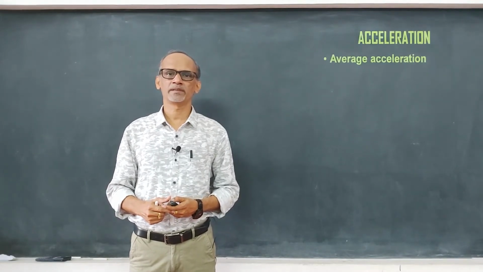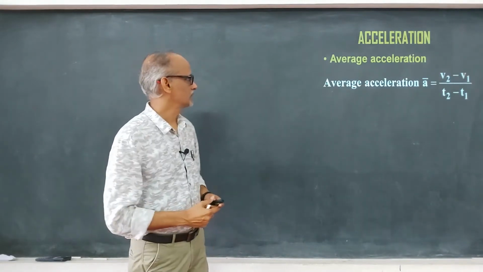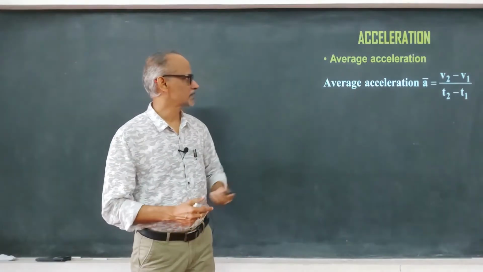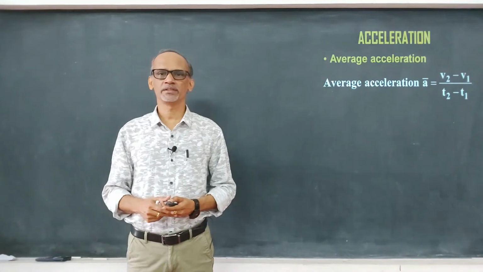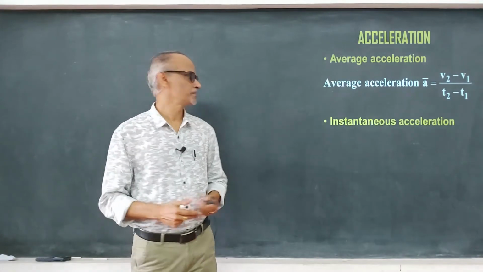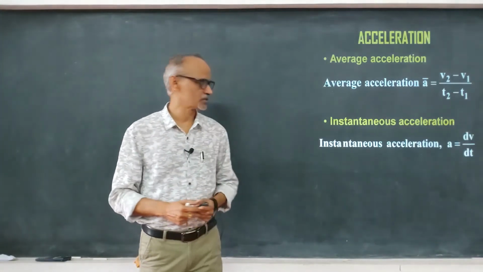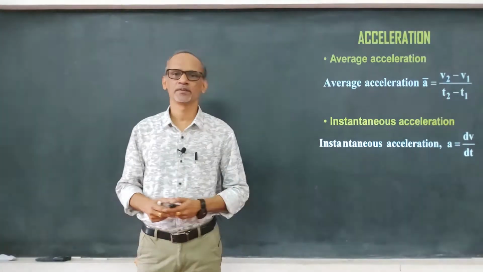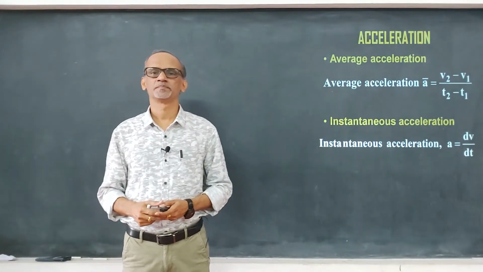Similarly, we have average acceleration. Average acceleration is the ratio of the total change in the velocity to the total time taken, and instantaneous acceleration is a is equal to dv by dt, that is the rate of change of velocity.